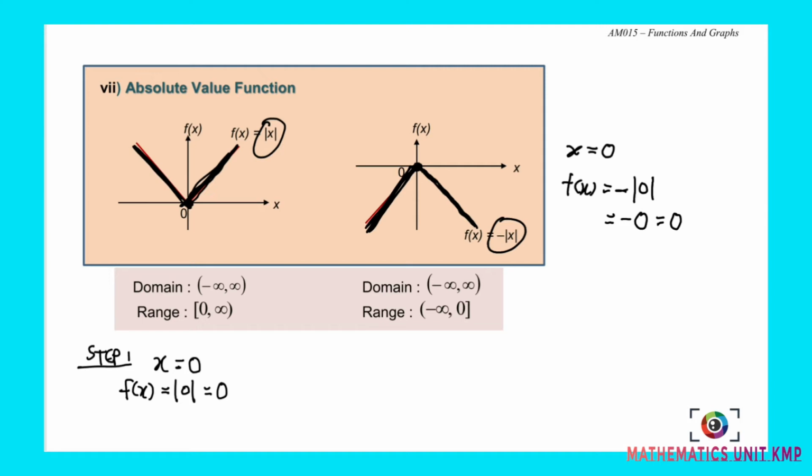Okay, for the domain of absolute functions, most of the cases are from negative infinity to infinity. But for the range, you need to be very careful. Look carefully at the graph. For example, for this case, for range kita bergerak dari bawah ke atas. Jadinya dari sini, from negative infinity, they stop until 0 because atas 0 there is no graph. Do you understand, everyone?